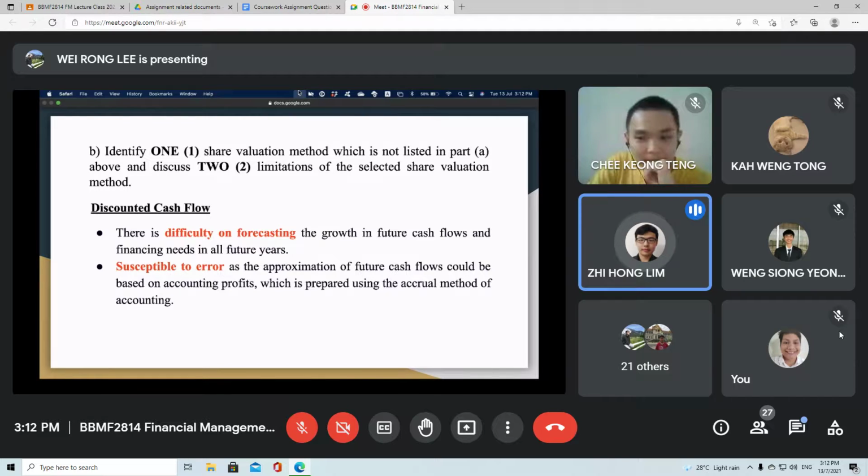So next question is to identify one share valuation method which is not listed in part A above and discuss two limitations of the selected share valuation method. The share valuation method is discounted cash flow. First, there is difficulty in forecasting the growth in future cash flow and financing needs in all future years. Second, it is susceptible to errors, as the approximations of future cash flow could be based on accounting profits, which are prepared using the accrual method of accounting. Next presenter.